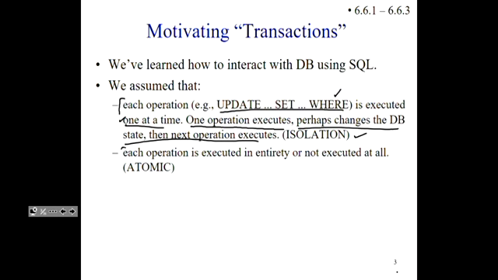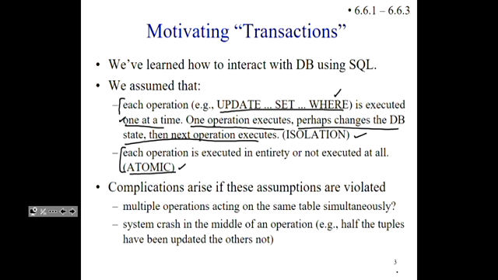The second assumption that we made so far is that each operation is executed in entirety or not executed at all. Okay? And we'll talk about why that's important. That guarantee that the database provides is a guarantee of atomicity, the fact that each operation is atomic. Okay? And this is just what you need when you're modifying the database. You don't want to end up in a state where some stuff is incorrect. You don't want to end up in a state where stuff is inconsistent. Okay, so that's just what we need from the database.